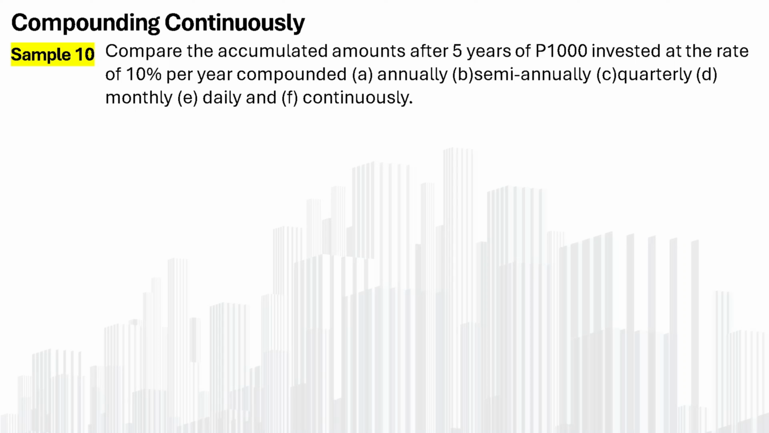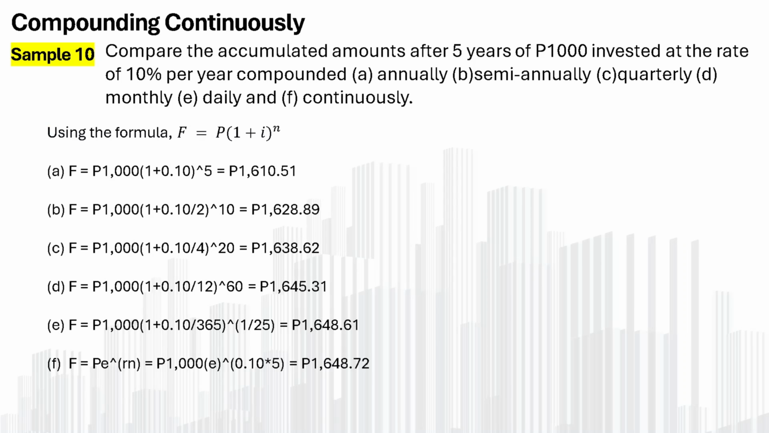So applying a solution would look something like this. There we go. It's just simply that using the formula F is equals to P times (1 plus i) raised to n. There we go. And then, magkakaiba na siya pagdating sa F kasi raised to e din kasi it's continuously. Okay? Which is slight change lang dito.